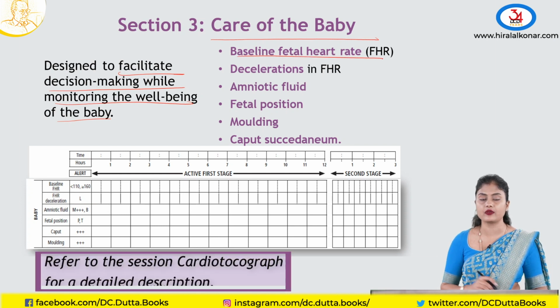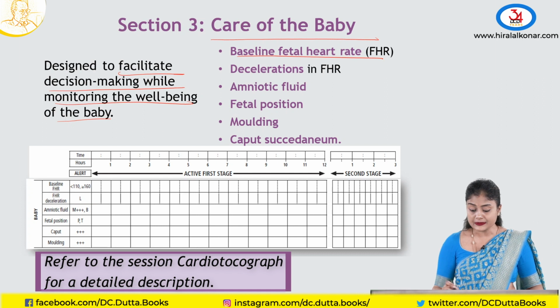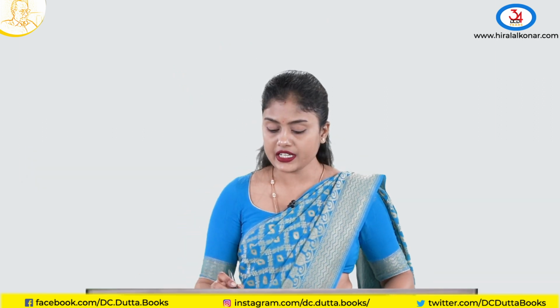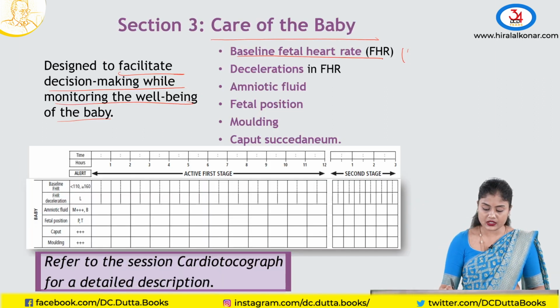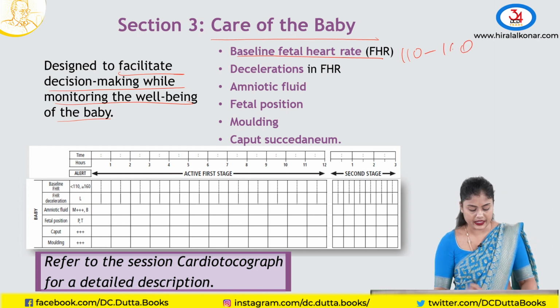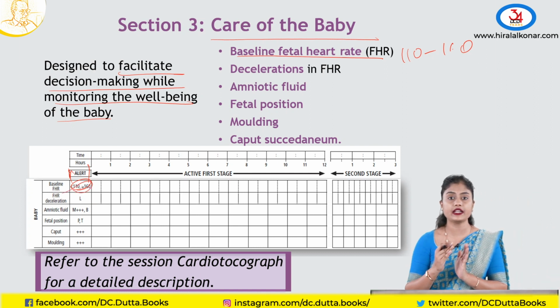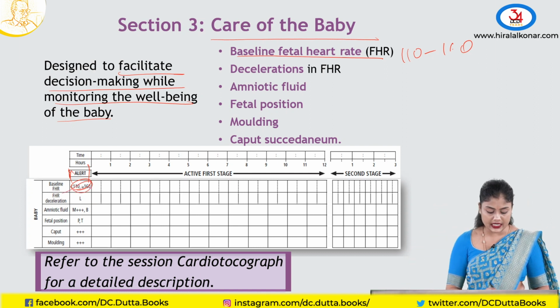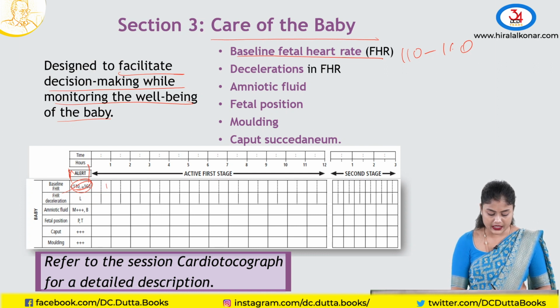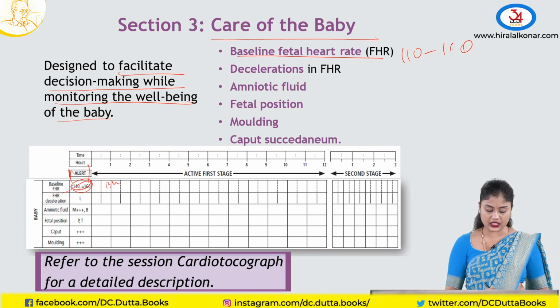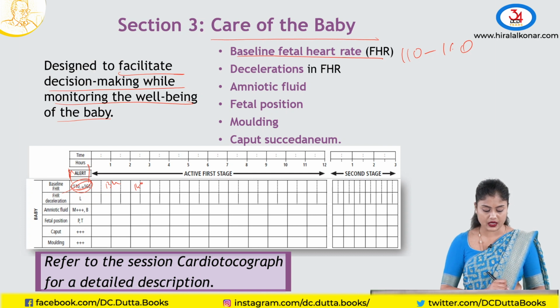Baseline fetal heart rate. What is the baseline fetal heart rate? So the baseline fetal heart rate is here 110 to 160 beats per minute. It's all mentioned here in the alert column. So you should be knowing this. It should be more than 110 and less than 160 to say it as normal. For example, if the heart rate is 134, you will write it as 134. If it is 140, you write it as 140.